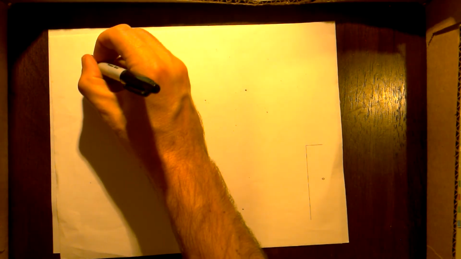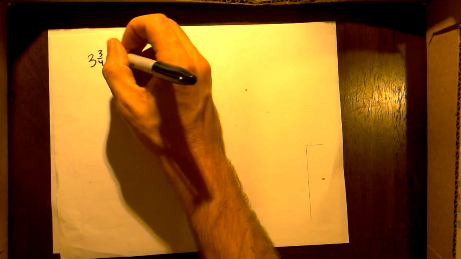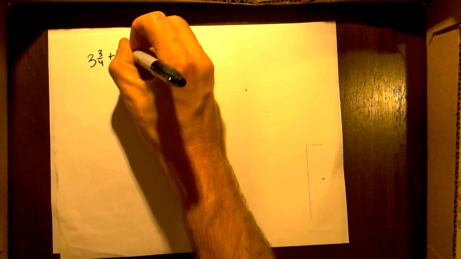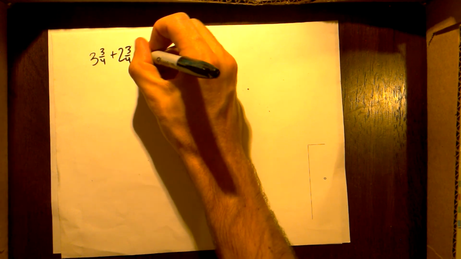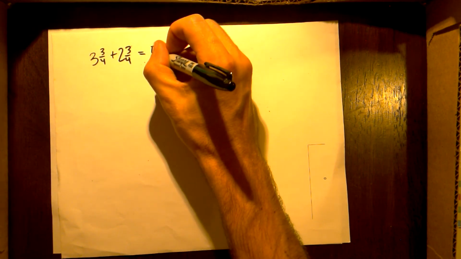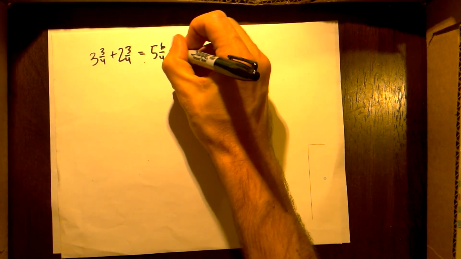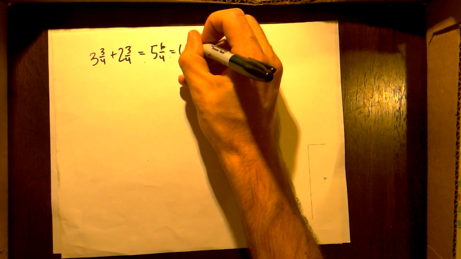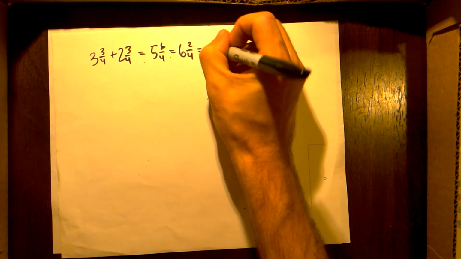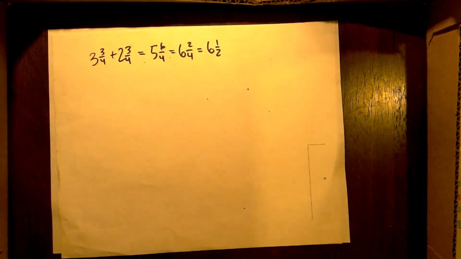I've been on this thing for over 10 minutes. So we're going to have to go quick. 28, you are going to need to add 3 3/4 plus 2 3/4, which comes out to be 5 6/4, which reduces to be 6 2/4, which reduces to be 6 1/2. That's how far the hikers hiked in the morning.